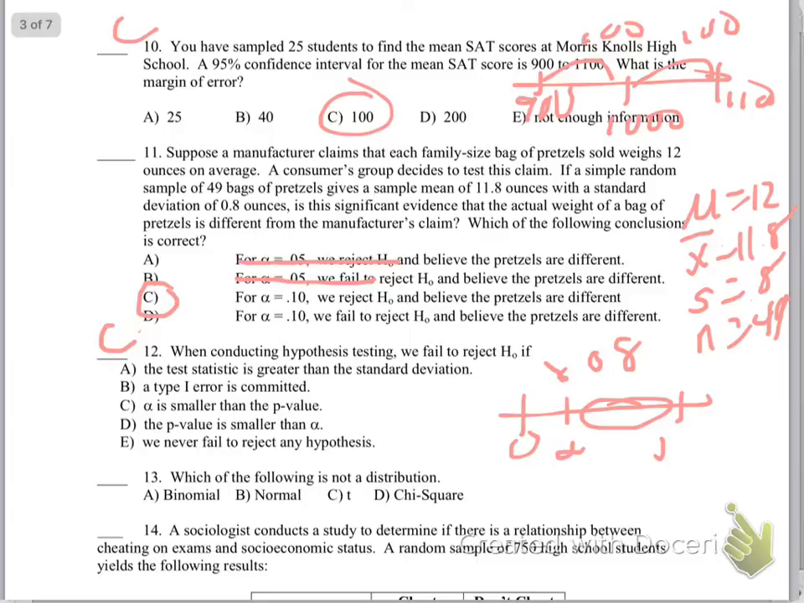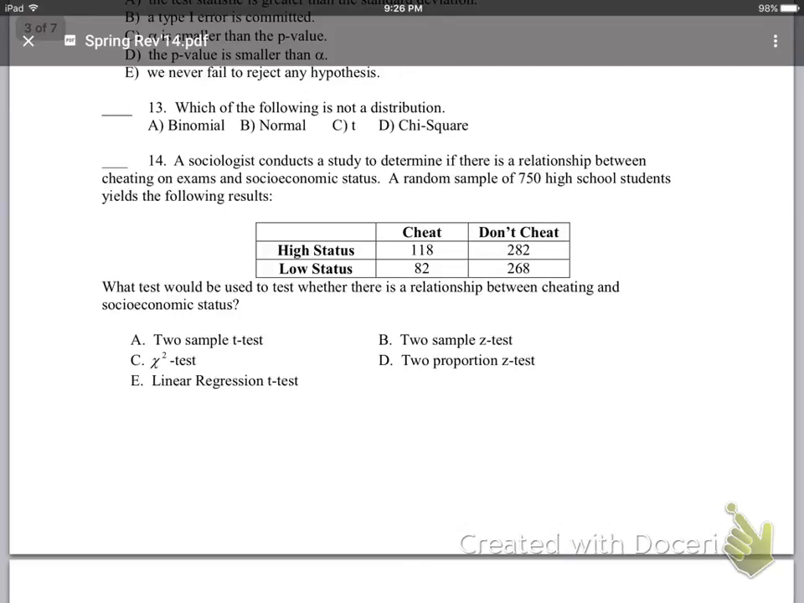Okay, 13. Which one of the following is not a distribution? Well, we did normal, we did t, we did chi-square, so the answer is A. Okay, number 14. What test would we use to see if there's a relationship? Okay, so we have two variables, so that means it's either chi-squared or linear regression. Because this is categorical data, it's going to be chi-squared, so the answer is C.